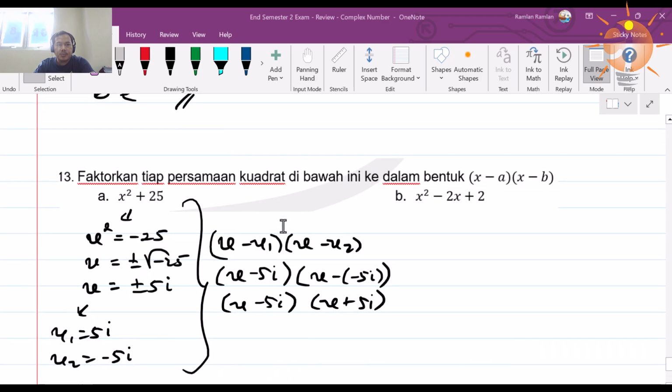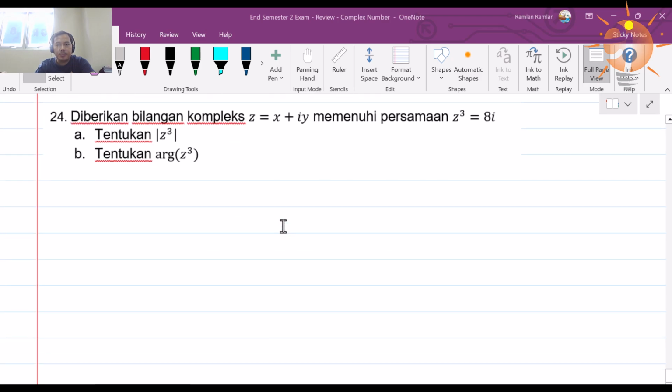Okay guys, so I'm going to skip number 14 to number 23 because all of them are pretty much the same thing. I'm going to go to number 24 here.